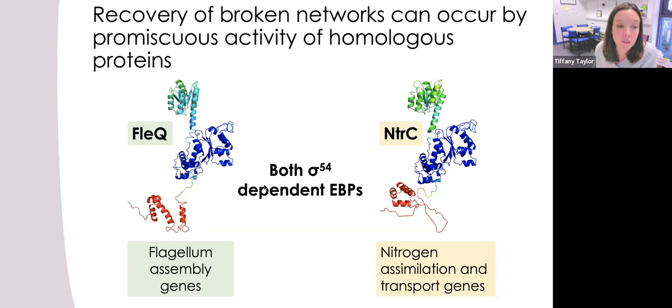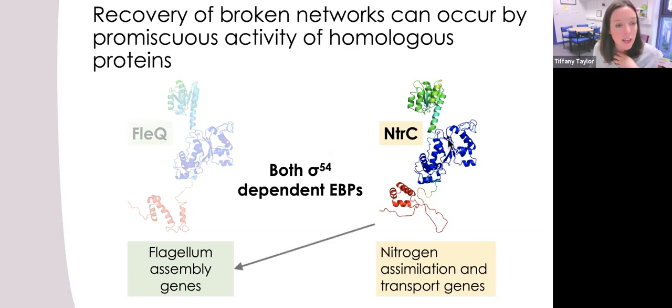They are both sigma 54 dependent, so these are sigma factor 54 dependent enhancer binding proteins, or EBPs. These work in concert with the sigma factor to recruit RNA polymerase and initiate transcription of their target genes. So they're both part of the same family. And in the absence of FleQ, NtrC is able to interact with FleQ binding sites, and you can see this without any mutations actually in NtrC itself. That first step mutation just leads to lots of active NtrC around, or lots of phosphorylated NtrC in the cell, and that itself is enough to allow these weak interactions with non-target binding sites.